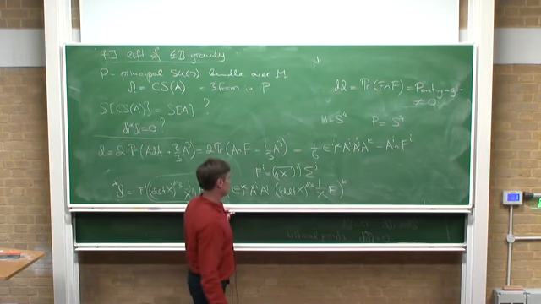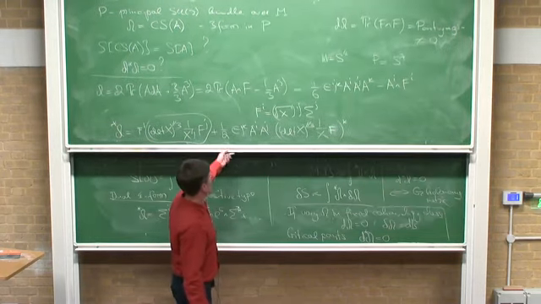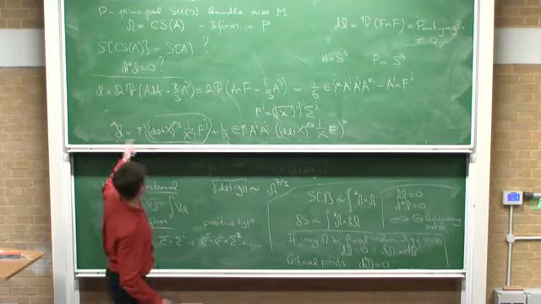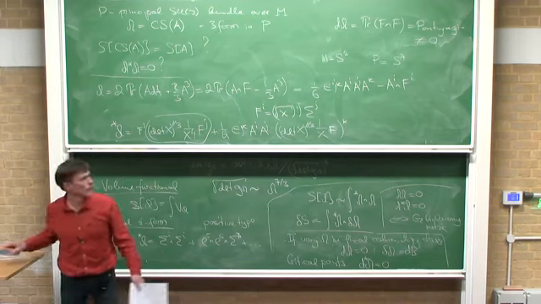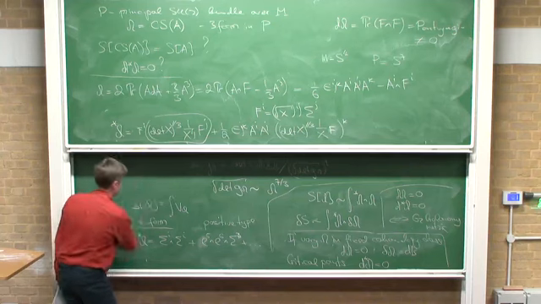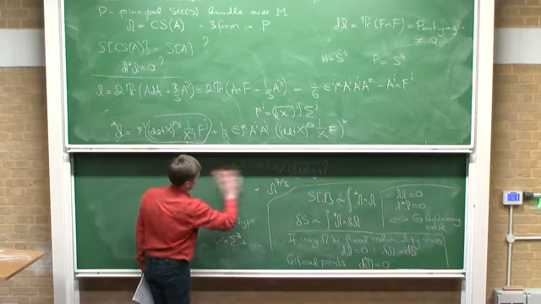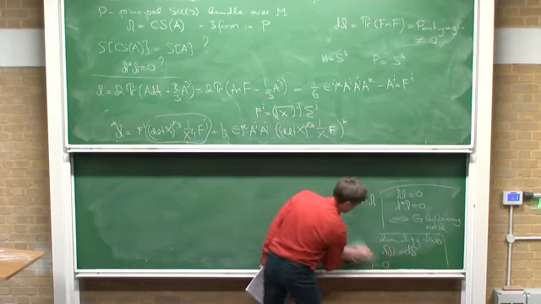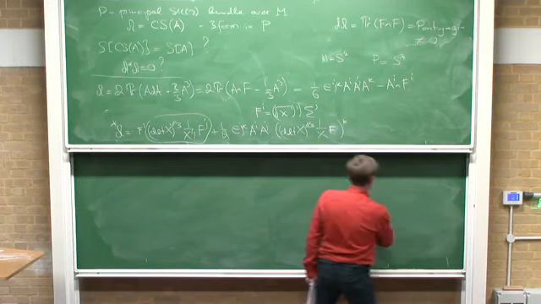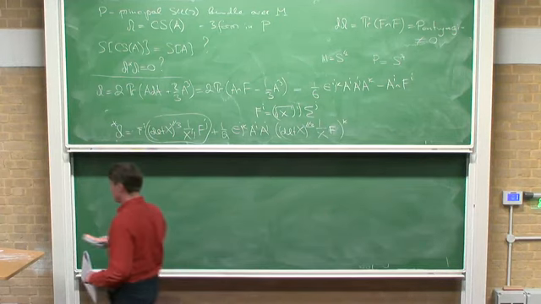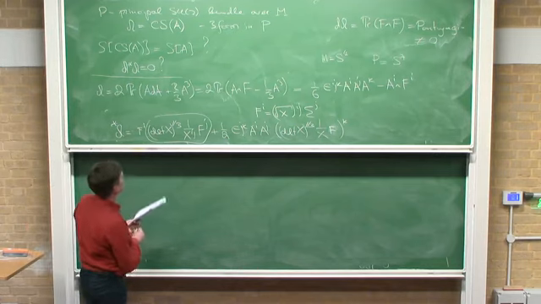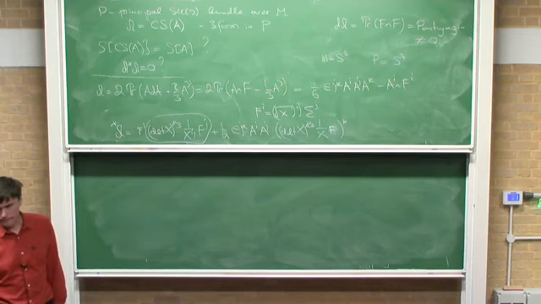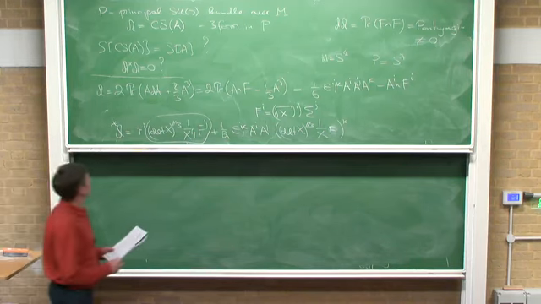And then you can see what the condition that this form is closed implies. So that's the field equation, saying from deforming omega by a closed two-form.